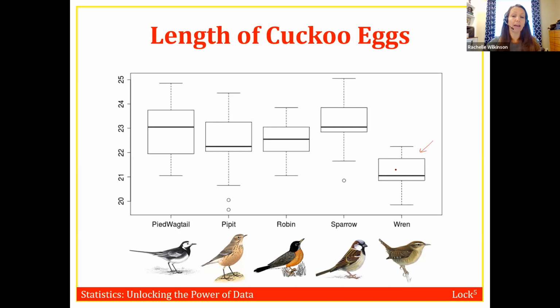So looking at this graph, it seems like there's probably at least one mean that's going to be different, but we're going to do this analysis of variance to see if this difference is statistically significant. Because remember, this is all based on sample data, so we want to know, hey, could we have seen these results due to chance, or is it pretty unlikely that we would see a difference this big with the wrens just completely due to chance?